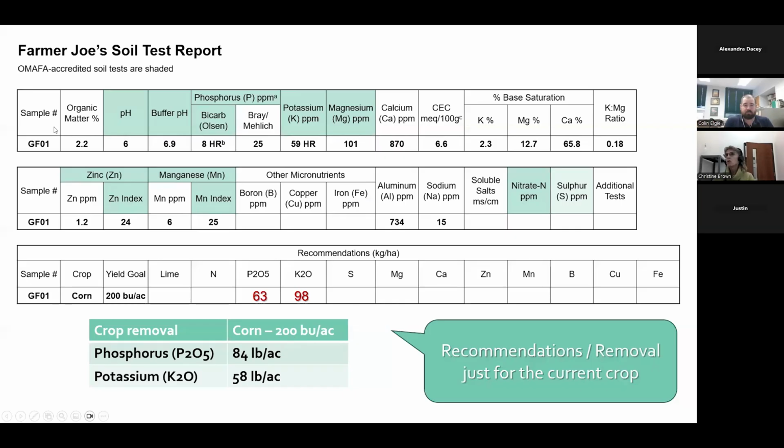In Farmer Joe's soil test report, the crop removal was 84 for corn at 200 bushels, 58 for potassium. So the recommendations and the removal are just for the current crop. It's not looking at that full rotation.